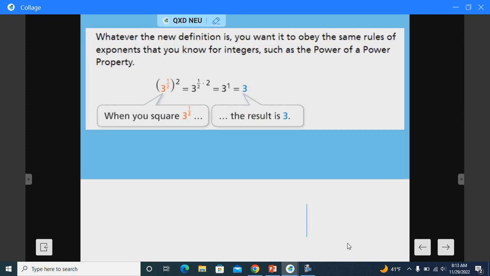Whatever the new definition is, we want it to obey the same rules of exponents that you know for integers, such as the power of a power property. That means 3 to the power of 1/2, all to the power of 2, is 3 to the power of 1/2 times 2. Because 1/2 times 2 is 2 over 2, which gives us 1. That's why we have 3 to the power of 1, and 3 to the power of 1 is equal to 3.